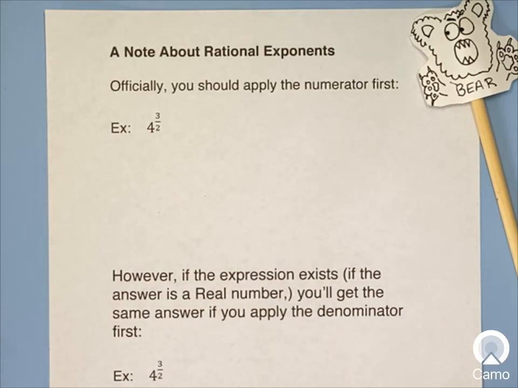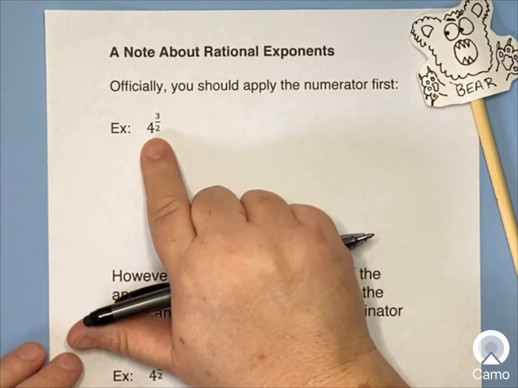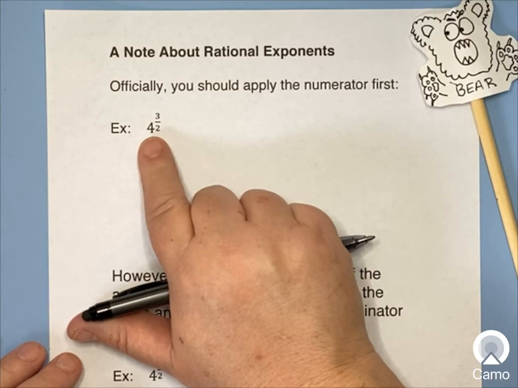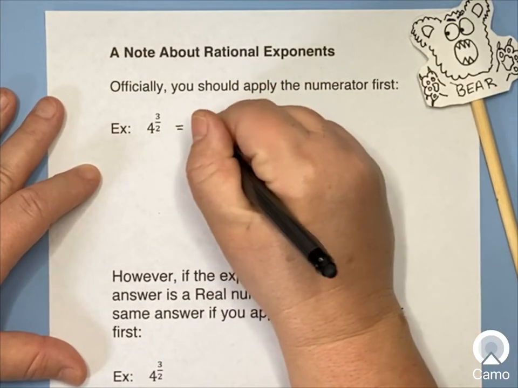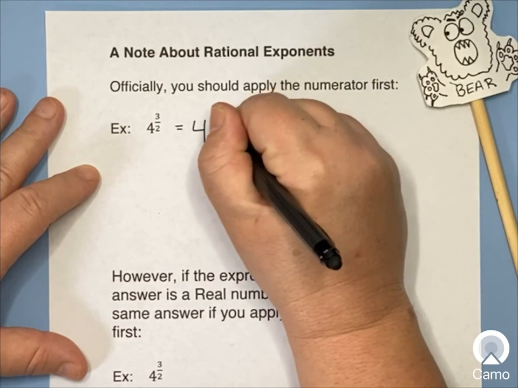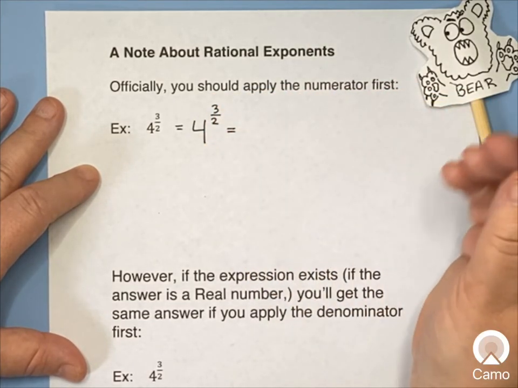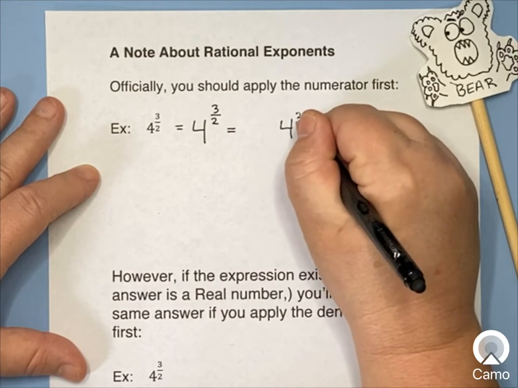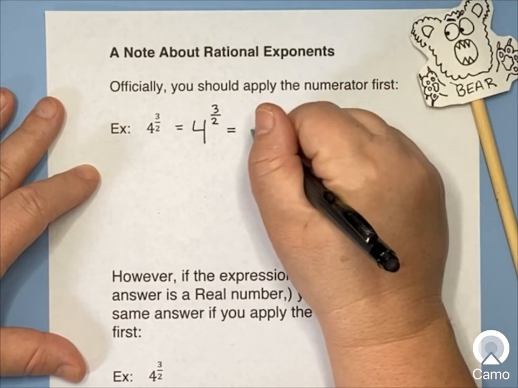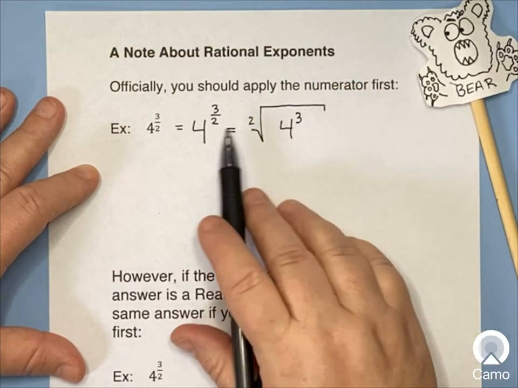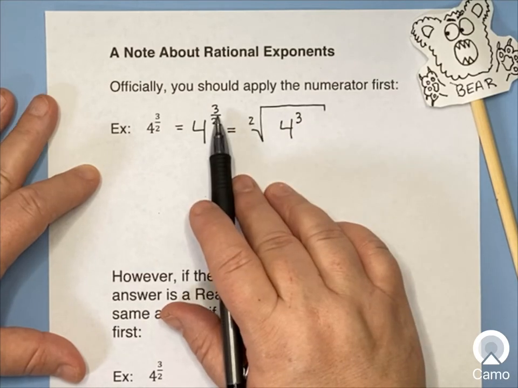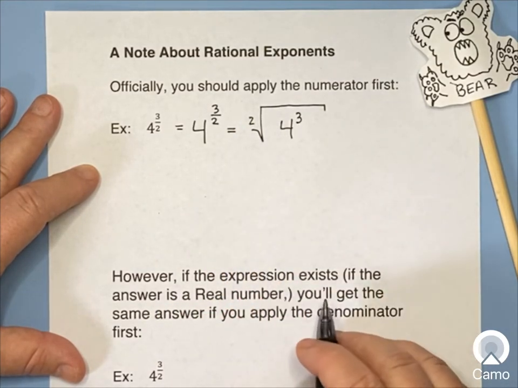So a note about rational exponents. Officially, now notice this is a slightly different problem than the previous one. The previous one had 2 on top and 3 on the bottom. So officially, you're supposed to apply the numerator first. So what does that look like? If I have the base 4 to the exponent 3 halves, then what I'm supposed to do is take 4 cubed and then take the square root of that. Does that make sense? So 2 is the square root, 3 is the cube. And you're supposed to do 4 cubed inside.